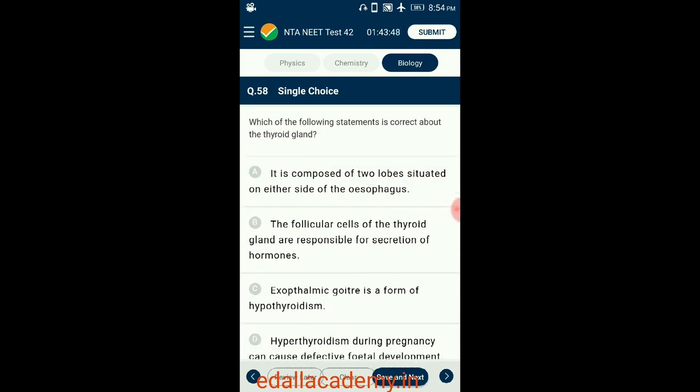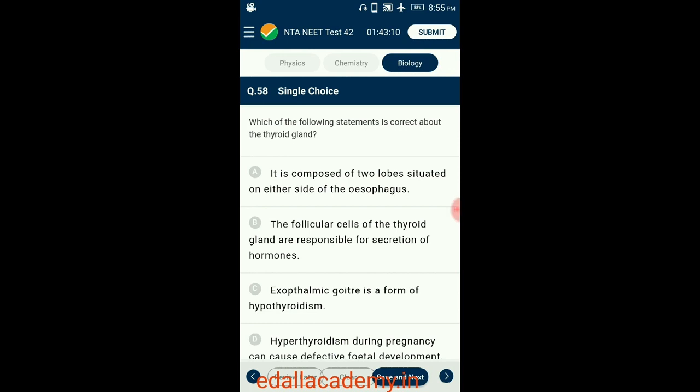Question number 58. Which of the following statements is correct about thyroid gland? The thyroid gland is a gland made up of 2 lobes. Each lobe is situated on either side of the trachea. The follicular cells of the thyroid gland are responsible for the secretion of thyroid hormone. It is generally called as T3 and T4. These cells are present in the stroma. They have the substance known as colloid. Exophthalmic goiter is a form of hyperthyroidism.